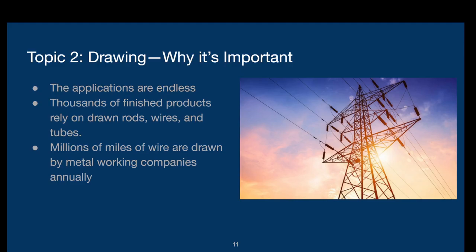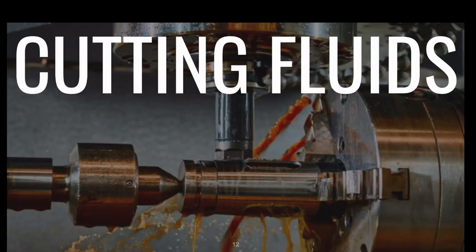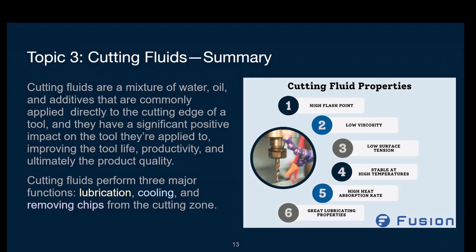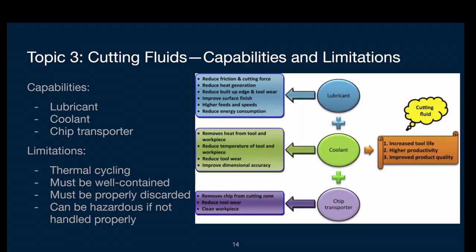The third topic I've selected is cutting fluids. Cutting fluids are a mixture of often water, oil, and other additives that are commonly applied to the cutting edge of a tool during a manufacturing process. They have a significant positive impact on the tool they're applied to, improving the tool life, productivity, and ultimately the product quality. Cutting fluids perform 3 major functions, which are lubrication, cooling, and removing chips from the cutting zone.